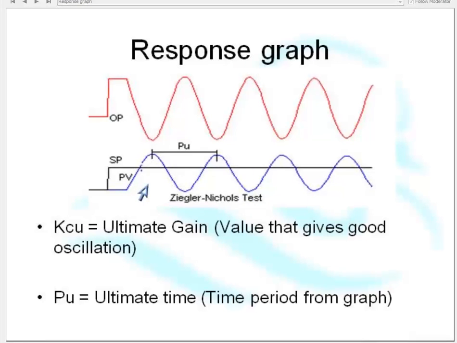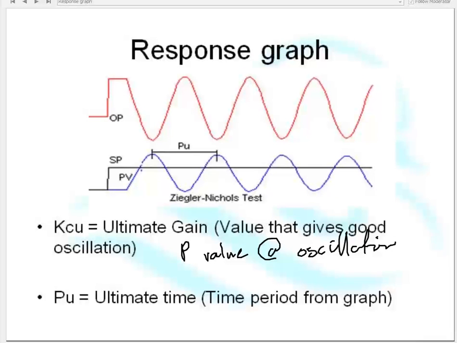Right, what we do is, we find 2 things. KCU, which is called the ultimate gain, that's the value that we had in the P when it started to oscillate. So KCU is the P value at oscillation. So if you had 10 in there, then your KCU is 10. The PU, that's simply the time period of the oscillation.